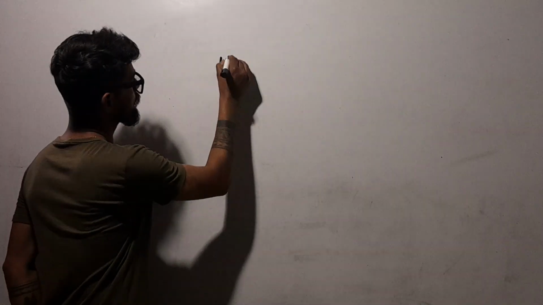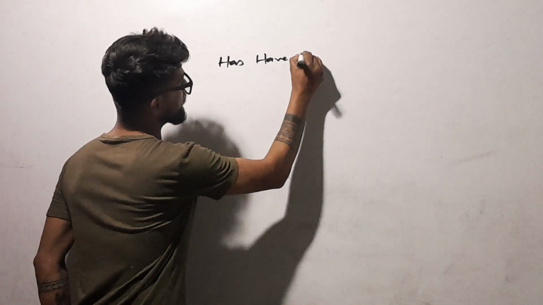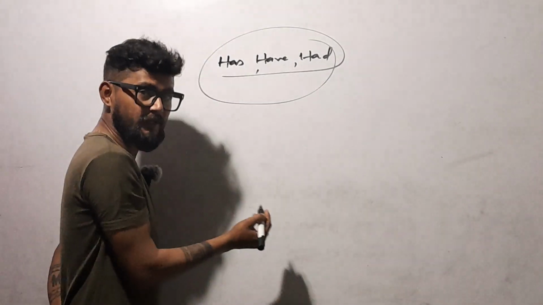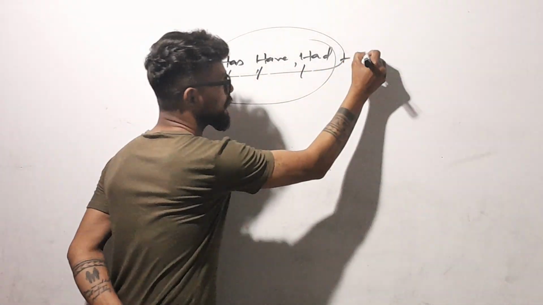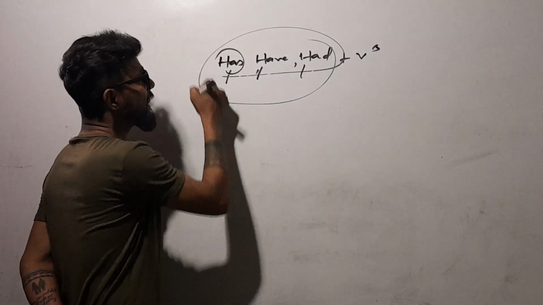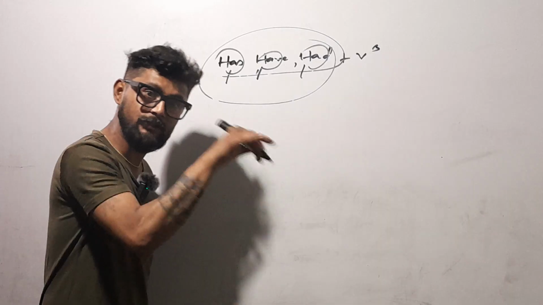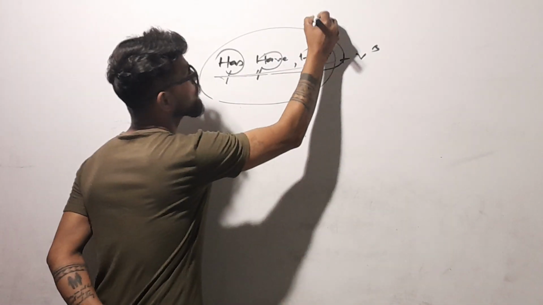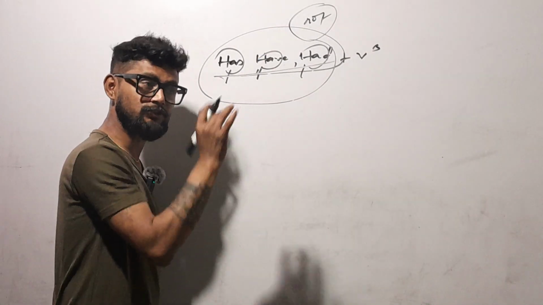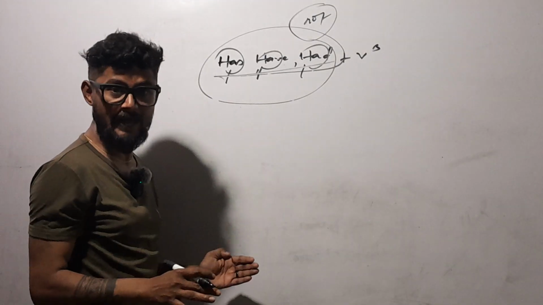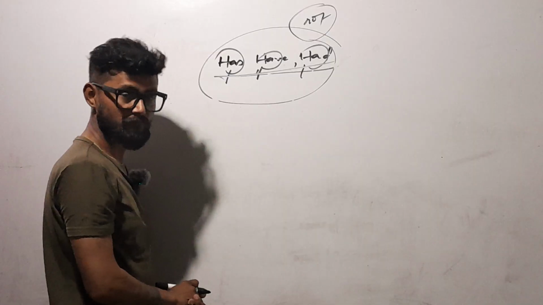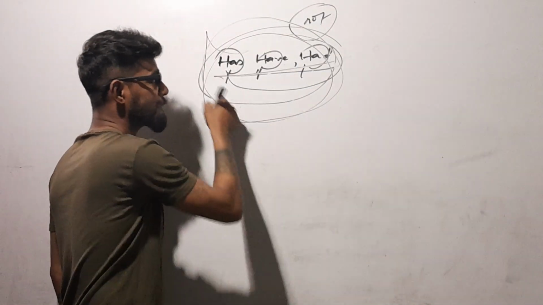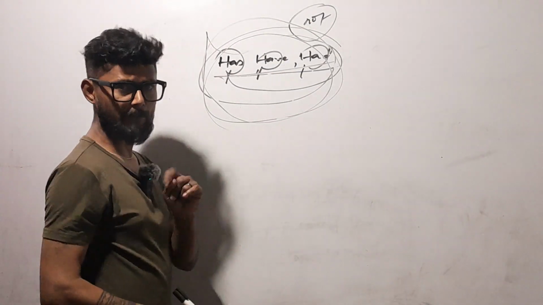And today's topic is has, have, and had. Yes. When we get verb 3 after has, have, and had, then these has, have, and had work and are used as what? Auxiliary verbs. And we must use only not to change into negative. But when we do not have what? Verb 3, then these three words and verbs work as main verbs.